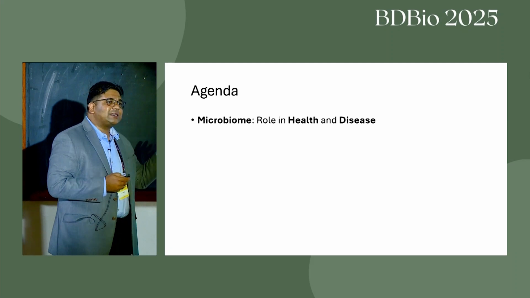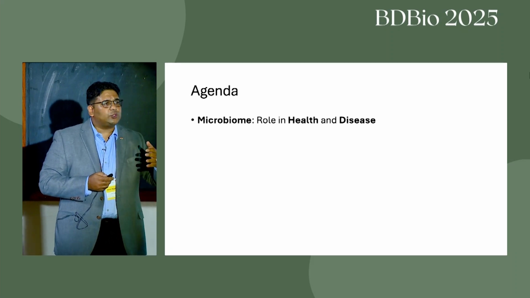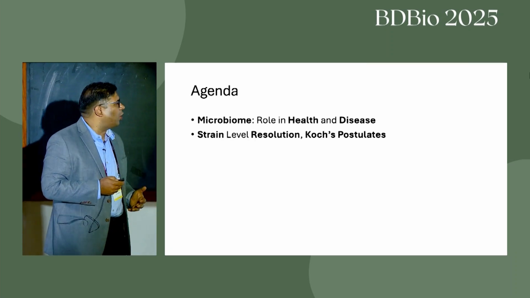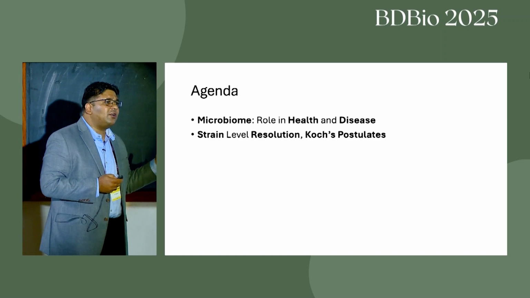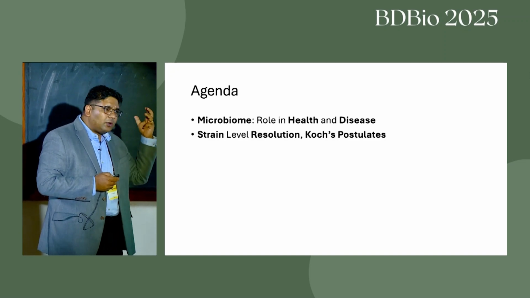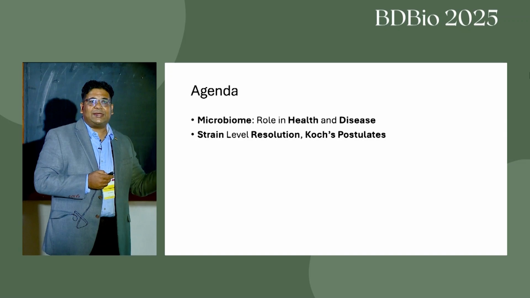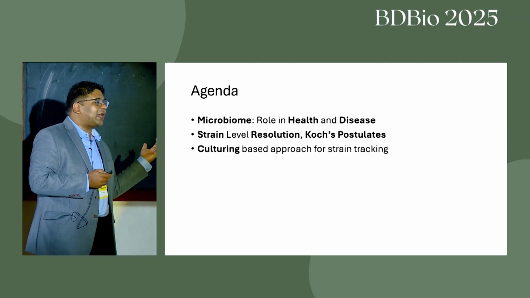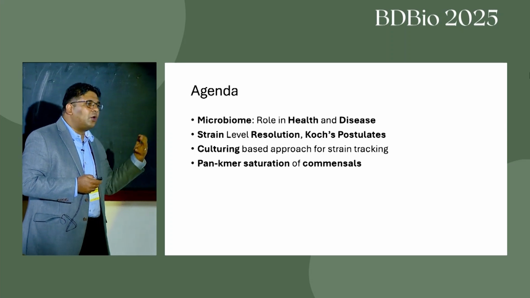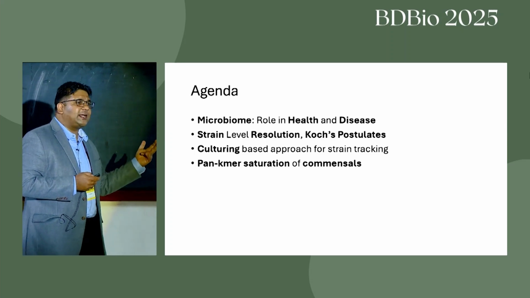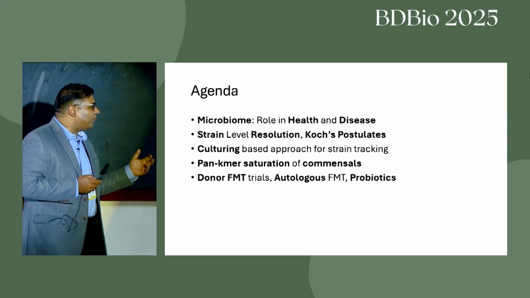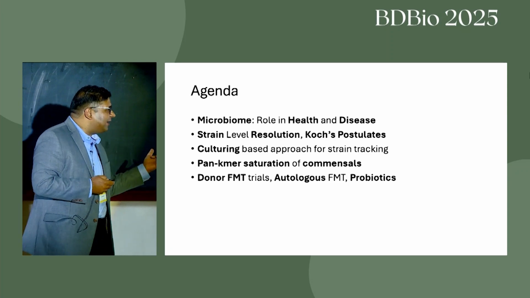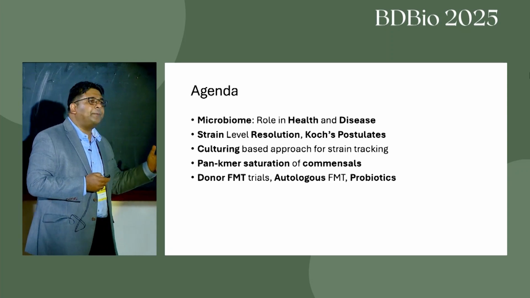I will briefly discuss the microbiome. I don't think a lot of people actively think about the microbiome, its relevance, the hype and all. Why do we need strain level resolution? Approaches for that. Why do we need to satisfy Koch's postulates, something by which we all learn biology 101. Culturing based approaches that I worked on for strain tracking. And now something pan-genome, pan-camera saturation of gut commensals. And finally, how we can use it to delineate a lot of complex FMT trials, autologous FMT, and probiotics.